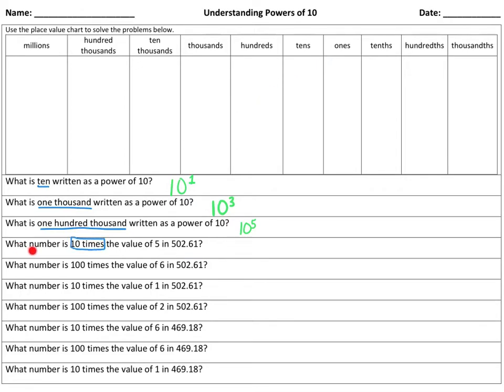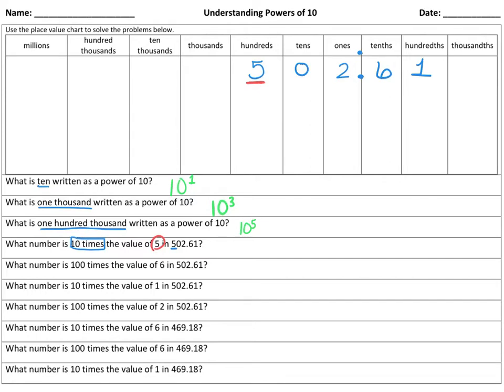So what number is 10 times the value of 5? So in this number, we are looking at the 5. So let's write this number, 502. So we have a 5 in the hundreds, a 0 in the tens, a 2 in the ones. Then we have our decimal, and a 6 in the tenths, and a 1 in the hundredths. We are looking at the 5 though, which is right here. We want to take 10 times the value of 5.